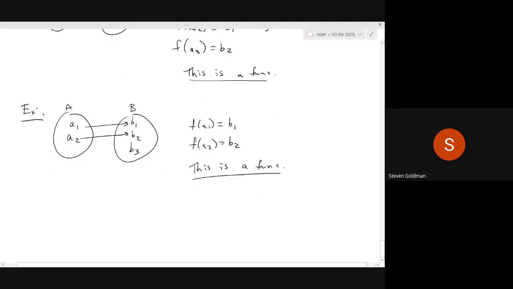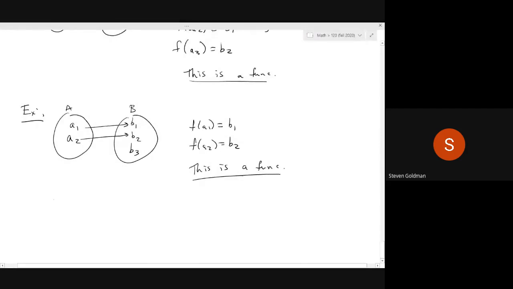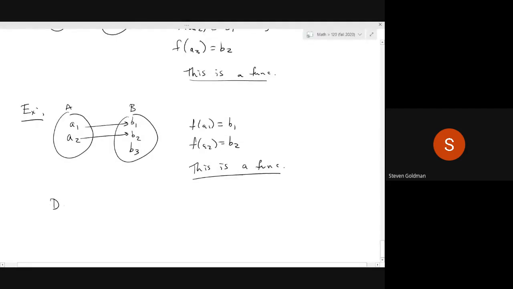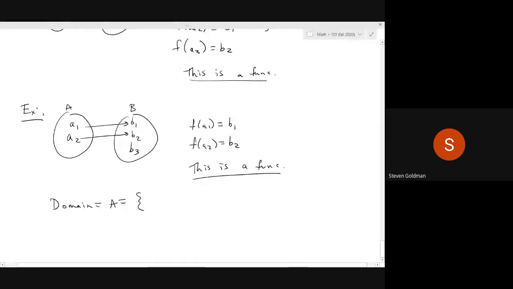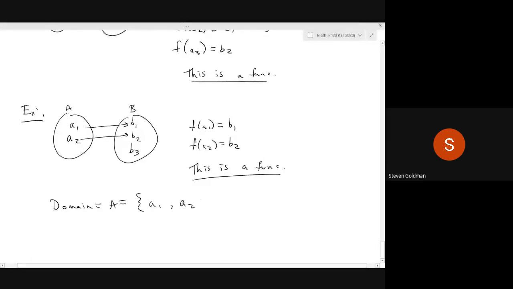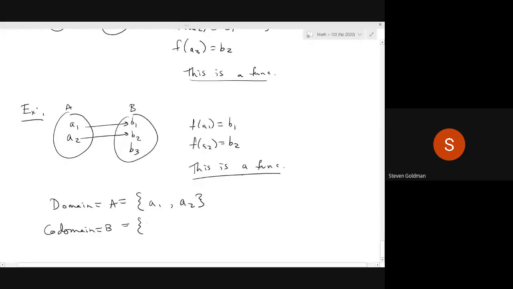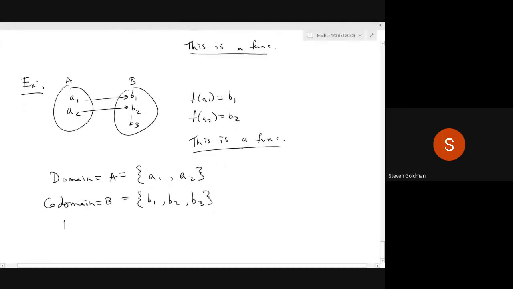All right. In this particular example, the domain, I'll write D for domain. Now let me just actually write it out. The domain here is the set A. What elements are in the domain? A1 and A2. What elements are in my codomain? Well, the codomain is the set B. The elements in my codomain are B1, B2, and B3. What elements are in the range?